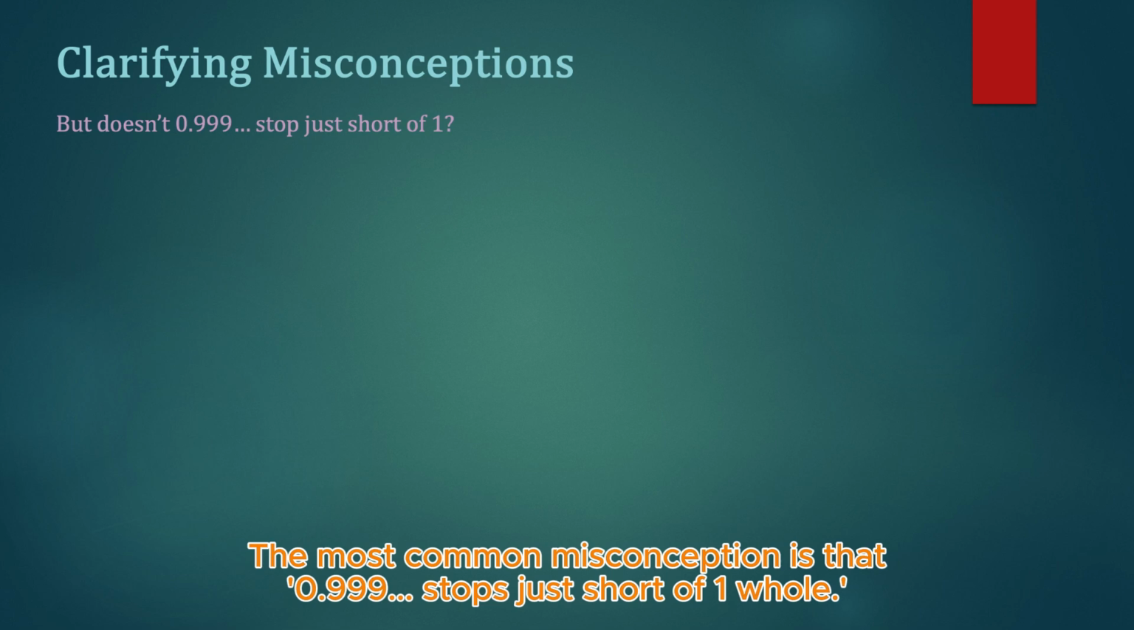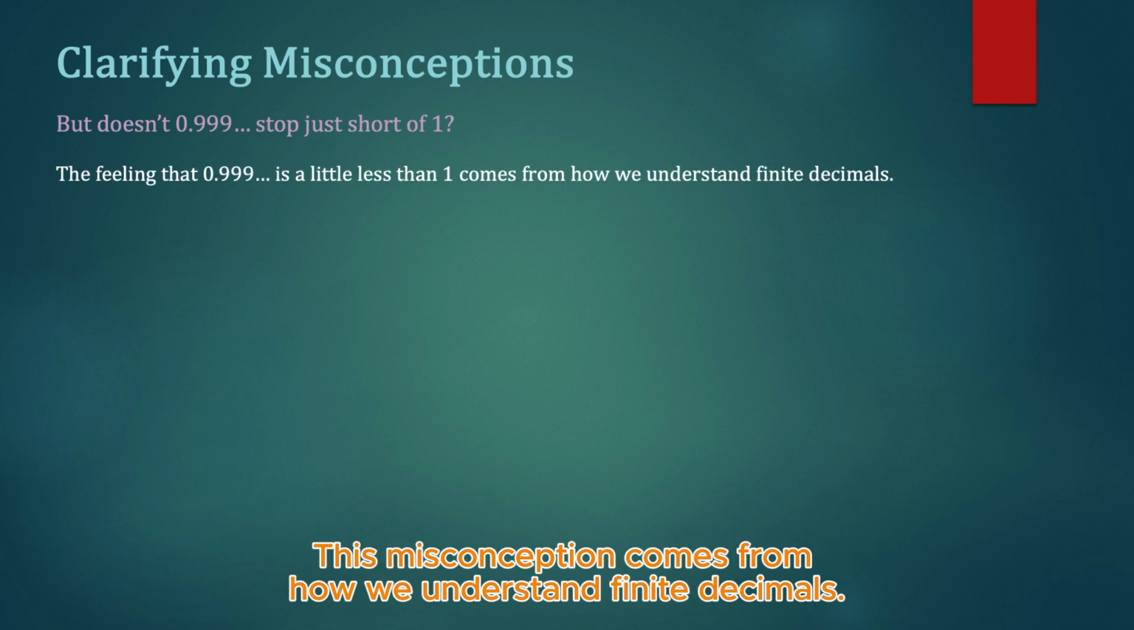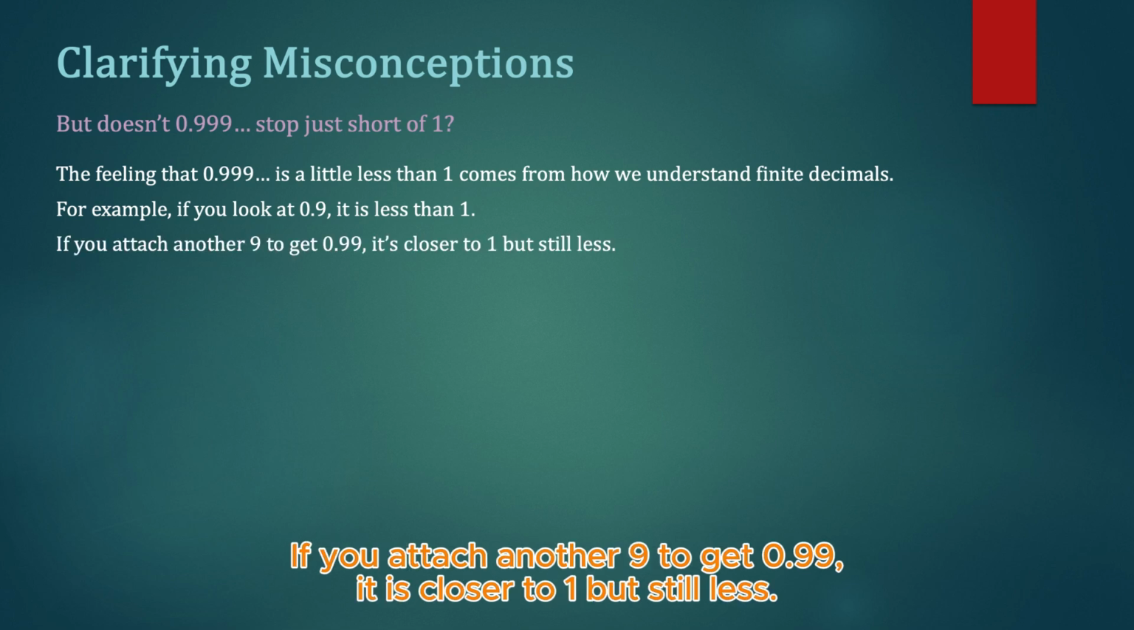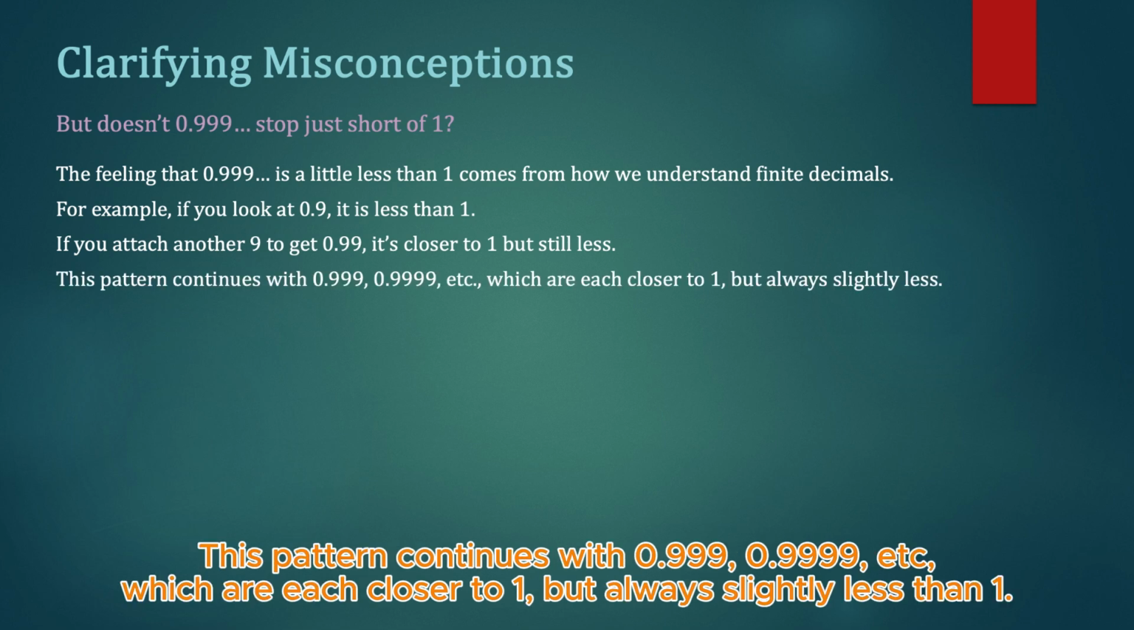The most common misconception is that 0.9 repeating stops just short of 1 whole. This misconception comes from how we understand finite decimals. For example, if you look at 0.9, it is less than 1. If you attach another 9 to get 0.99, it is closer to 1 but still less. This pattern continues with 0.999, 0.9999, etc., which are each closer to 1, but always slightly less than 1.